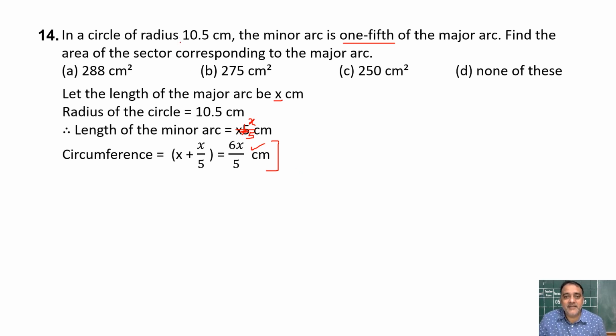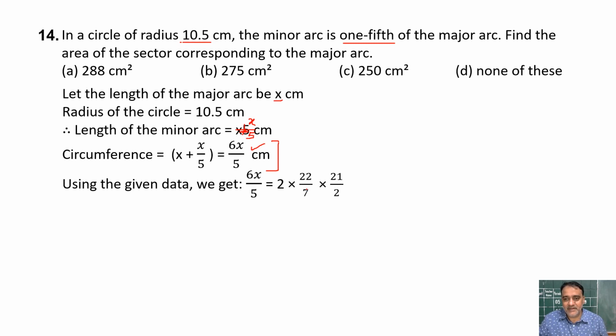So r 10.5 है, we can write 21 by 2 also, right? तो यहाँ पे ये कैंसिल हो रहा है, देखो 3 और 1 2 कैंसिल कर सकते हैं. So we'll get 6x upon 5 is equals to 66, right? और 66 हम लोग 6 से भी कैंसिल कर सकते हैं. So finally x we will get 55, right? This is what? Length of major arc.